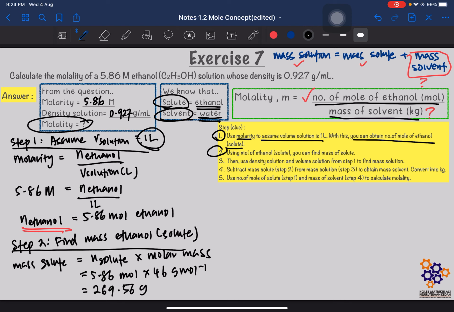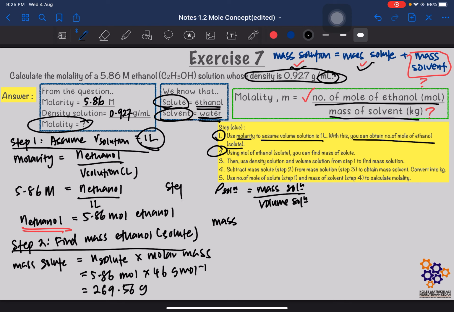So now that we already settled the second step, we need to find the mass of solution. The question gives us the density of the solution. You know that density is equal to mass over volume. So we can find the mass of solution because we already know the volume of solution. So we know that density of solution is equal to mass of solution over volume of solution. Volume is 1 liter, so we need to convert it into ml because the density is in ml.